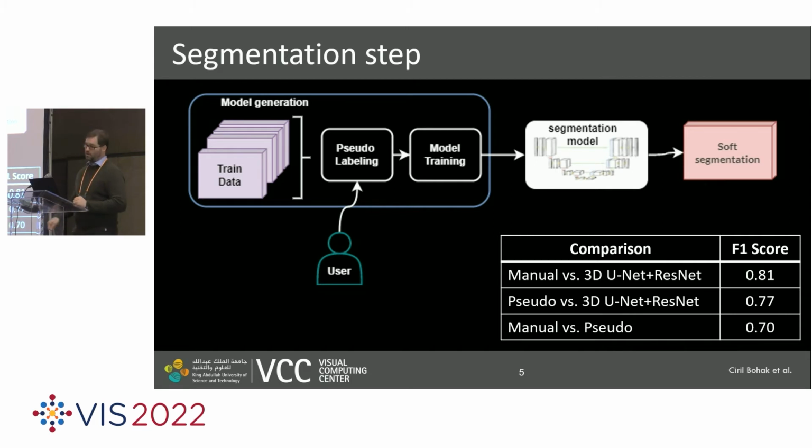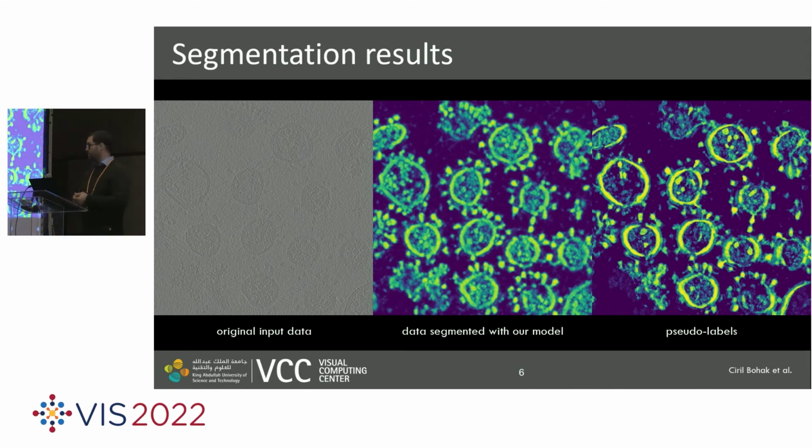So here are some numbers showing how our segmentation compares to completely manual segmentation of the volume, to pseudo-labels, and how pseudo-labels and completely manual annotations compare to each other with regard to the F1 score. What we managed to figure out is that our segmentation model is actually quite a bit better in some cases than the pseudo-labels that were used to train it. You can see here in the middle that some structures are actually better segmented than in the pseudo-labels. And additionally, the areas between the individual structures are cleaner in some cases.